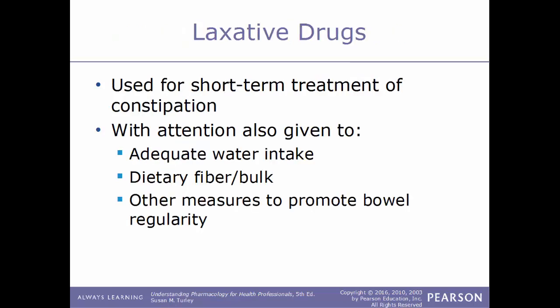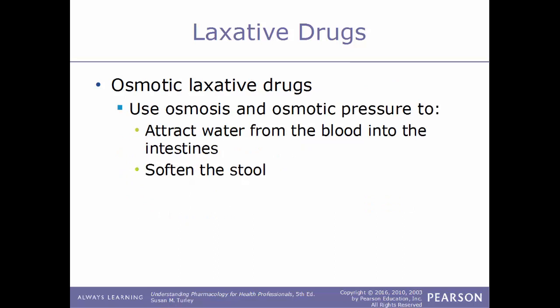Alright, now we'll talk about the different types of laxative drugs. Now these are used for the short-term treatment of constipation. Now in addition to taking these drugs, attention should be given to adequate water intake by the patient, their dietary fiber and bulk intake, and other measures that are used to promote bowel regularity. Alright, the first type of laxative drugs we'll talk about are osmotic laxatives.